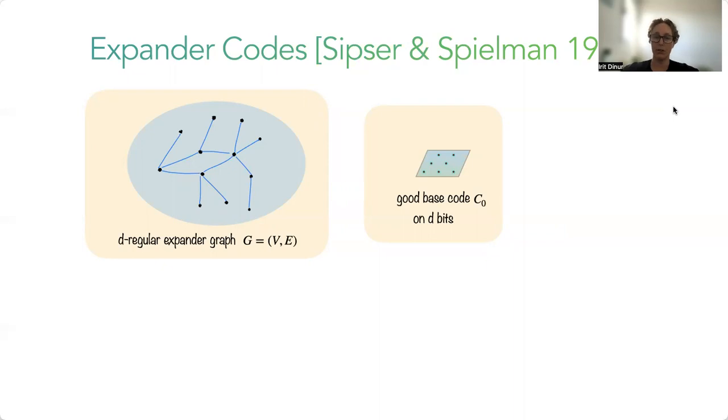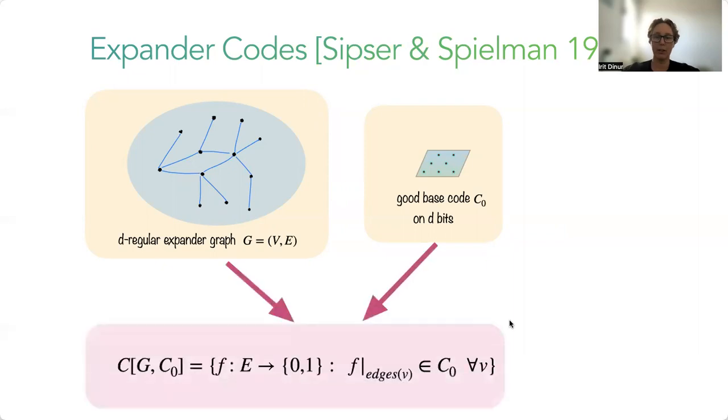So if I have these two objects, an expander and a good base code, then I can construct out of it a code. And in my new code, the strings in the code are going to be functions labeling the edges with 0 and 1. So we started with a code on D bits, we get a code on E bits, where E is the number of edges. It can be huge. And the constraints of the code are very simple. Around every vertex, I look at all the bits of the edges around that vertex, and I want this little D-bit string to belong to the base code C0.